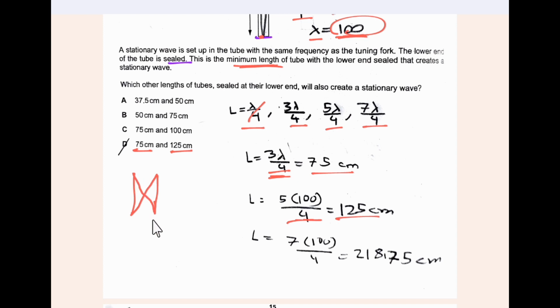So the wavelength covered is lambda by 2. The length increases in such a way that it is lambda by 2, then 2 lambda by 2, then 3 lambda by 2, then 4 lambda by 2. This is the order of increase.